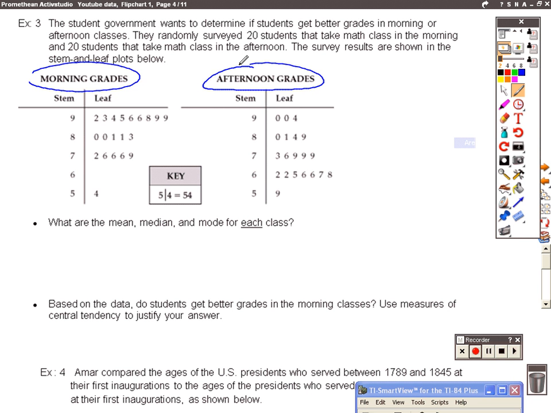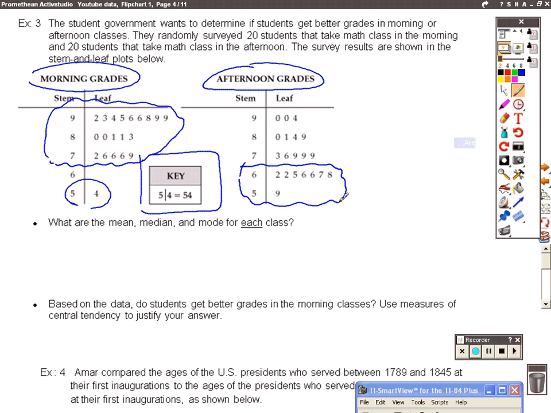Now, another thing you'll notice is they tell us the key. They're telling us how to read the stem and leaf graph. In other words, 5|4 right here represents a grade of 54%. Now, just by simple inspection of the data, you can see that the morning classes only had one person who did not pass the test, and for the morning classes, all of the grades were above 70%, whereas in the afternoon, you had several more grades that were below 70%. So just by inspection, it appears that the morning students are doing better than the afternoon students, at least for this data, and we don't know if this represents one test or if it represents their averages.